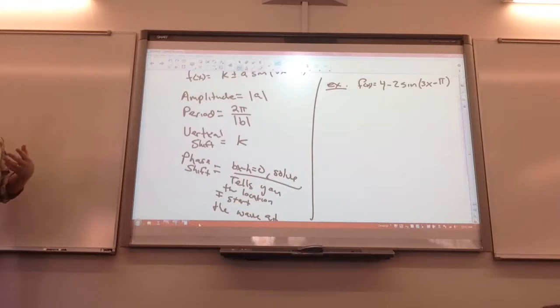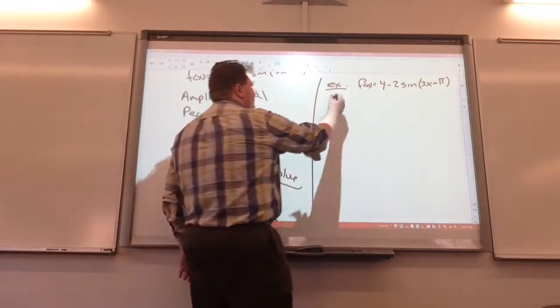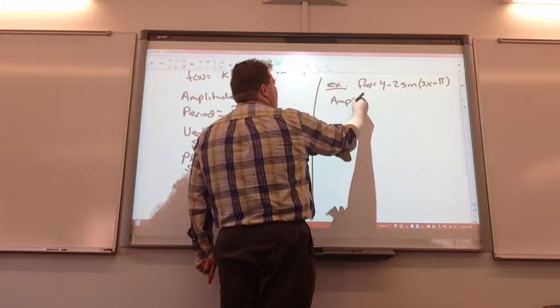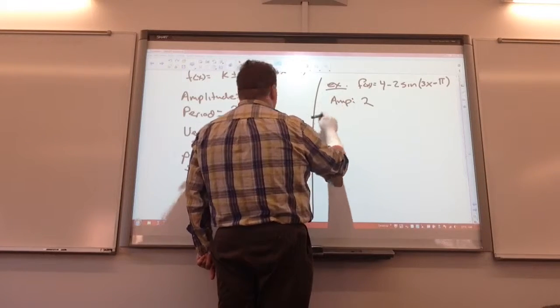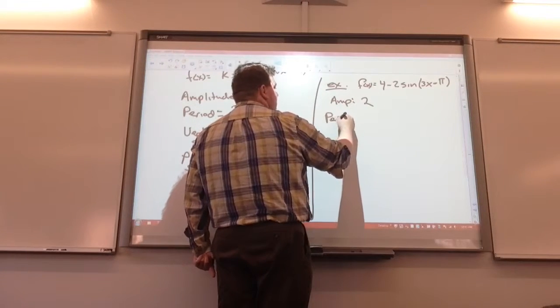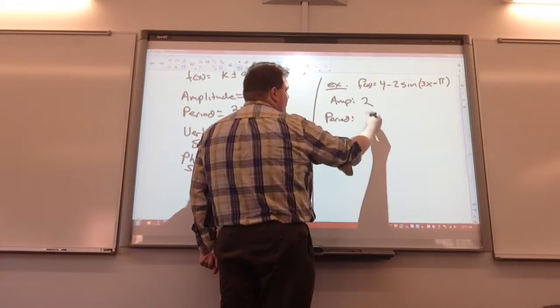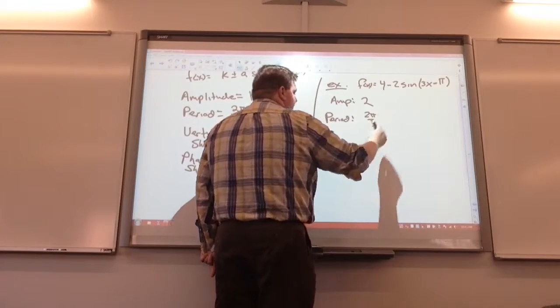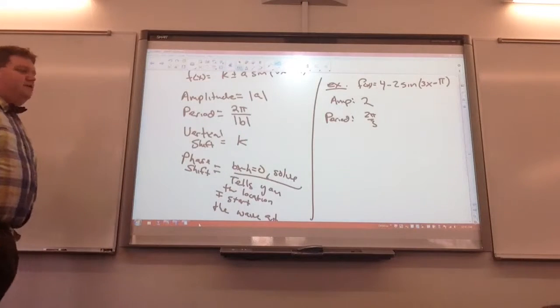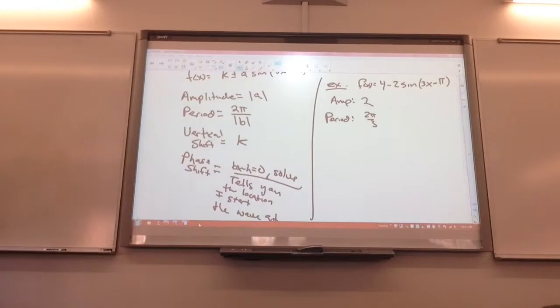Just 2, okay? Now, that minus sign will affect the graph. It just means that when I start, I go down instead of up. So my amplitude, which I'll abbreviate as amp, is 2. What's my period going to be? 2 pi over 3. Which means that this graph is going to repeat in a distance of 2/3 pi instead of a distance of 2 pi. Okay?